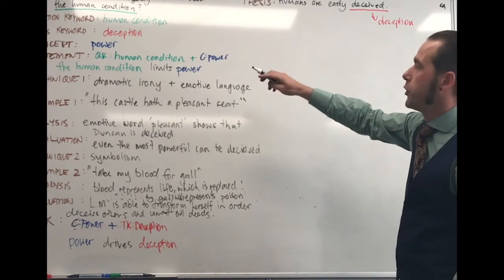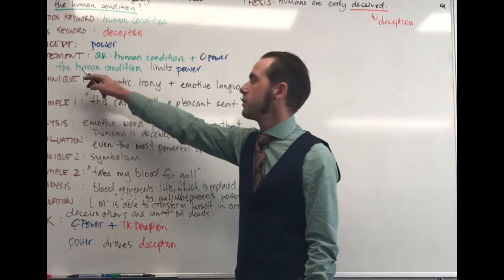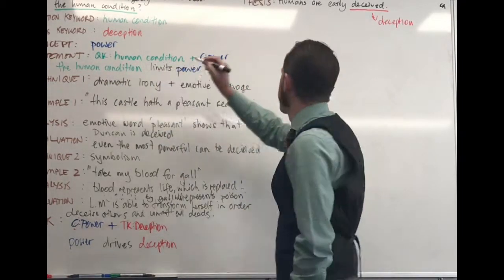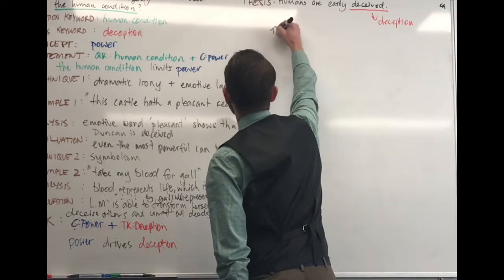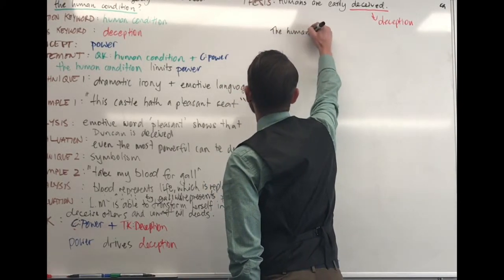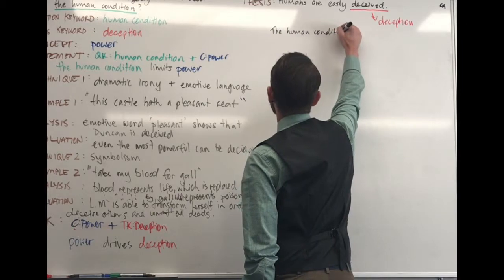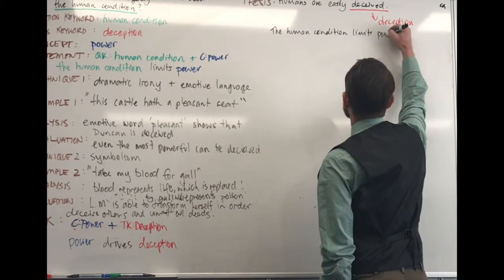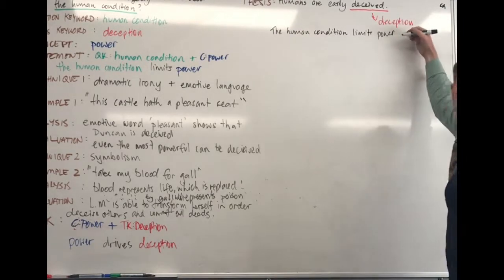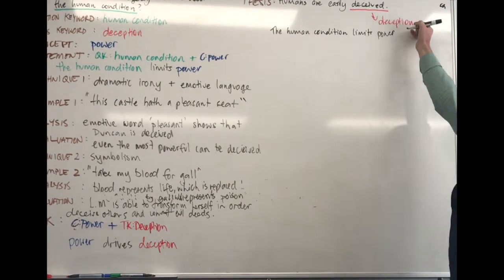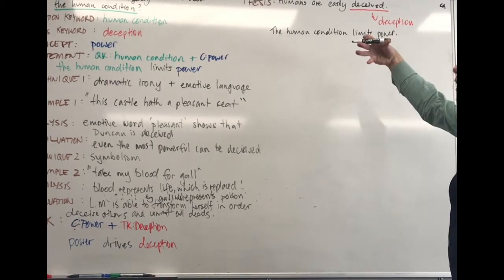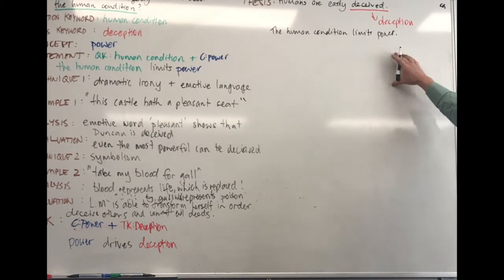So I've got human condition plus power, and I've already done my sentence there. The human condition limits power. So we can just start with that. Remembering that this is a draft, I can come back and improve this and add some more information to it. But I really want to make sure that I've got something to start with.